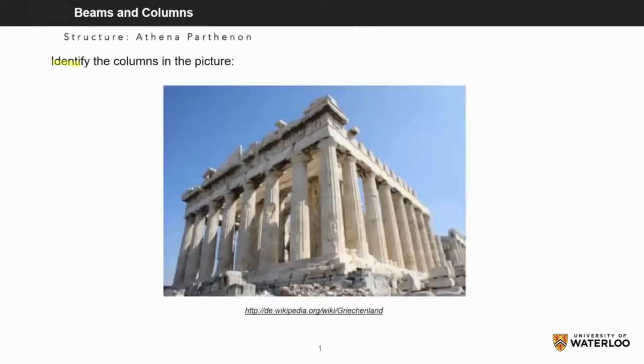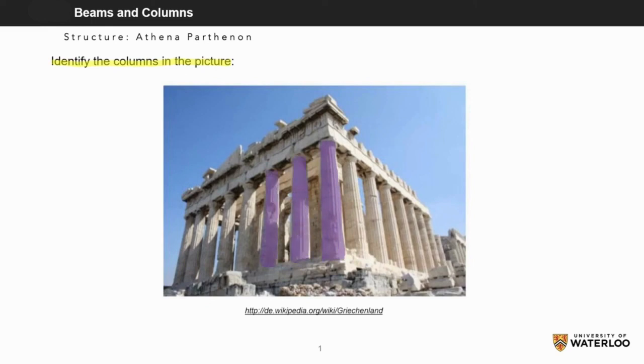Pause the video and see if you can determine where the columns are. The structure is the Athena Parthenon, and here we have a roof structure supported by a multitude of columns. I have highlighted a couple of the columns in purple here.